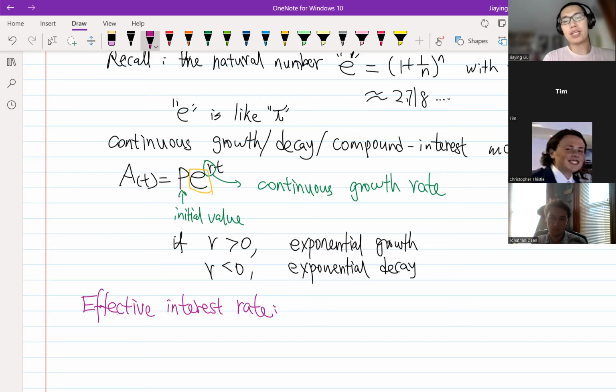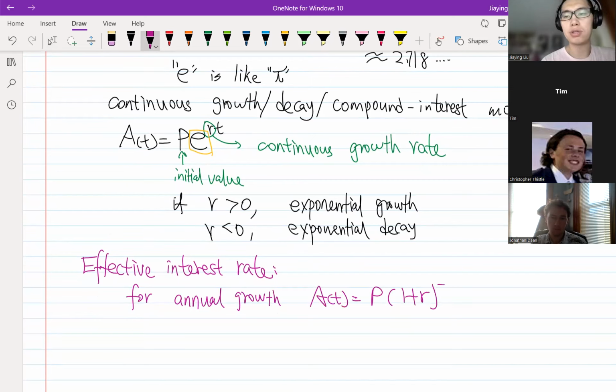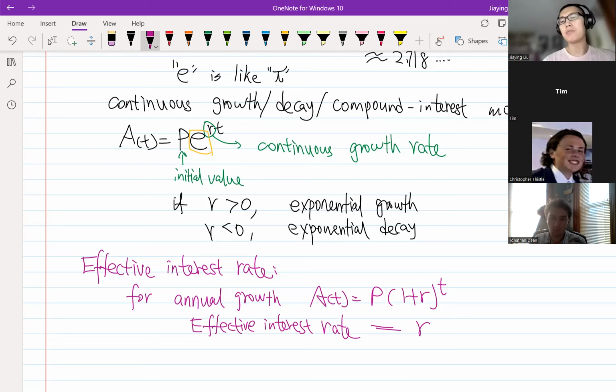So if we want to find the effective interest rate for the annual growth model, A of t equals P(1 + r)^t, the effective interest rate is actually equal to r, exactly the same as the annual interest rate given, because you only calculate the growth once a year.